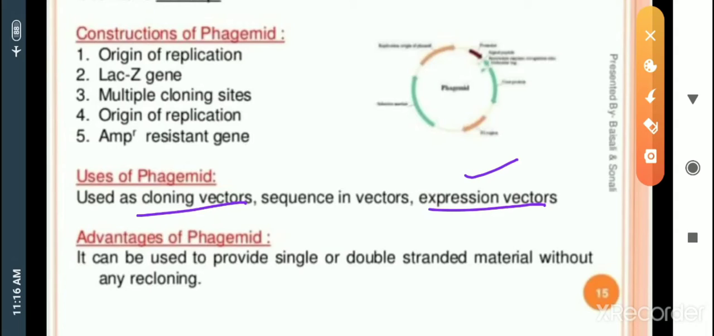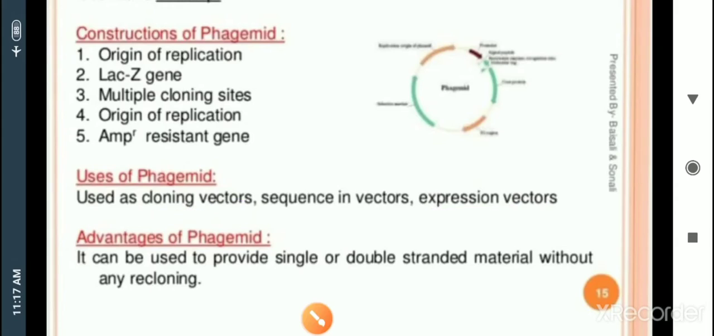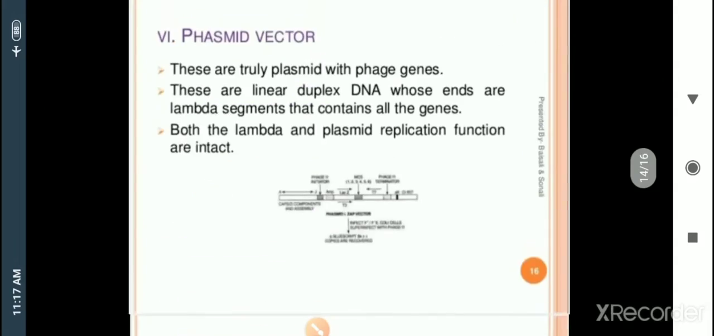And then the advantages of phagemids. What are the advantages? It can be used to provide single or double-stranded material without any recloning. There is no condition that the strand should be double-stranded, so it can be used in both cases. We can use either type of strand, a single-stranded DNA or a double-stranded DNA molecule.